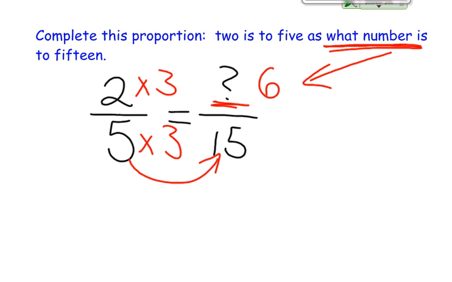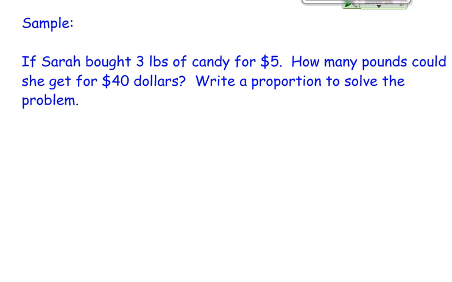All right, that's our initial look at proportions. We're going to continue looking at proportions in the next few lessons, but let's take this approach for now, and here's your sample problem to look at proportions. That is lesson 83.